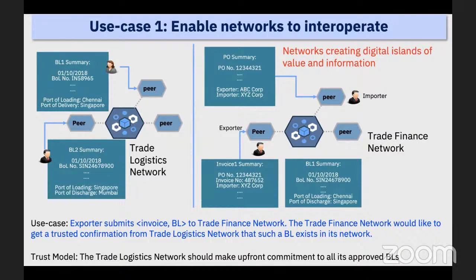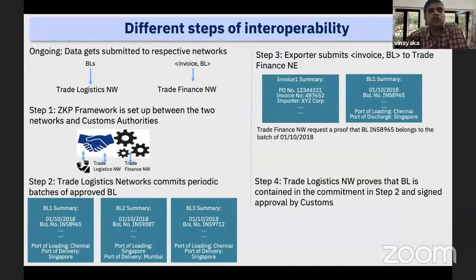Yes. Okay. Now, how can we use all the things that we have, right? So every data that gets submitted, right? So first what we do is we set up a zero knowledge proof mechanism across the two networks and all the participants. Okay. Then the trade logistics network. So think of bill of lading information as private data. Okay. It keeps putting special hashes of the different bill of ladings that it contains on its network.